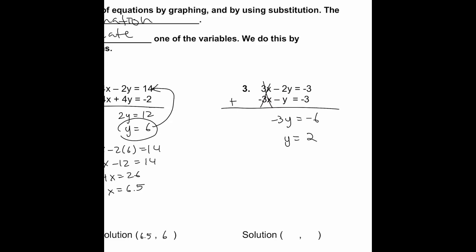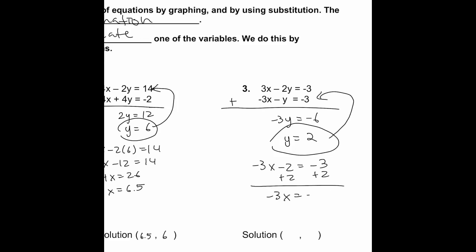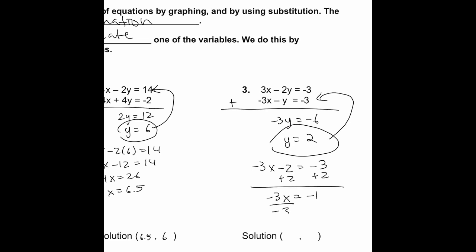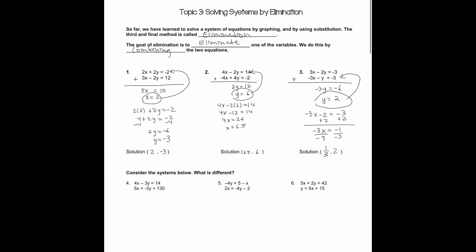Again, once we have one of the variables, substitute it in. I'm going to substitute it into the second equation this time. Again, it does not matter which one you plug it into. Negative 3x minus 2 is equal to negative 3. Plus 2, negative 3x is equal to negative 1, which makes x equal to 1/3. So 1/3 for x and 2 for y. Okay, let's look at other examples.